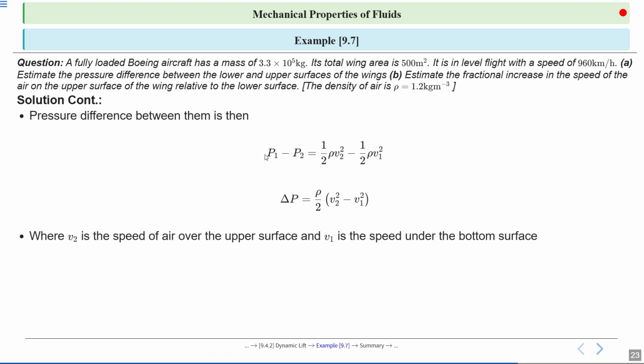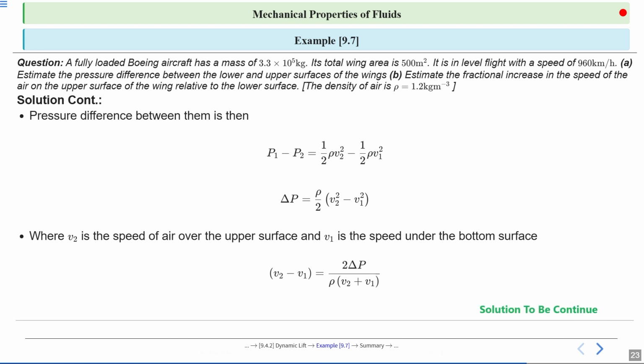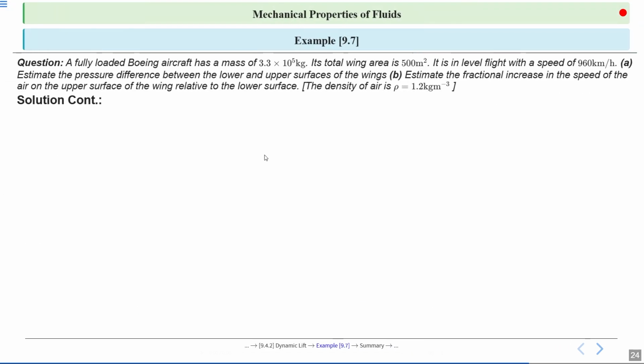So V2 is the speed of air over the upper surface and V1 is the speed under the bottom surface. So V2 minus V1 is equal to 2 times delta P divided by rho times (V2 plus V1). Alright. Now taking the average speed, V average is equal to (V2 plus V1) divided by 2. In this equation, V2 is the speed of air over the upper surface of the wing, and V1 is the speed under the wing.